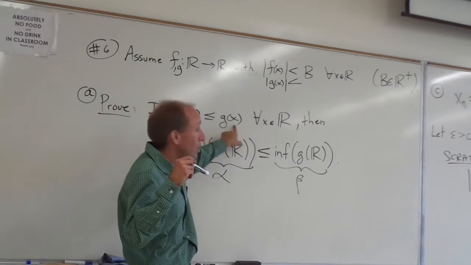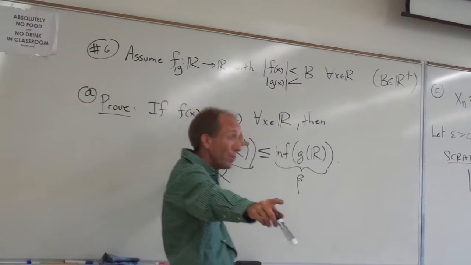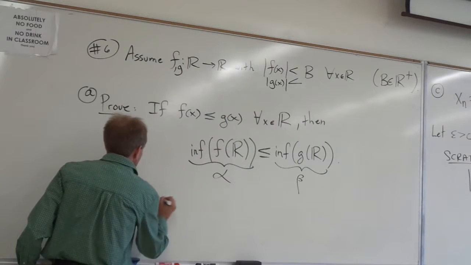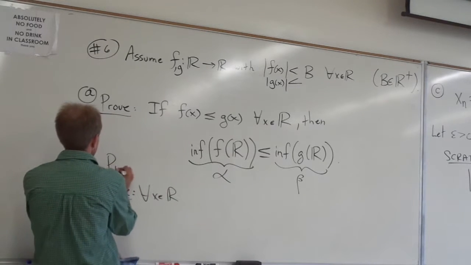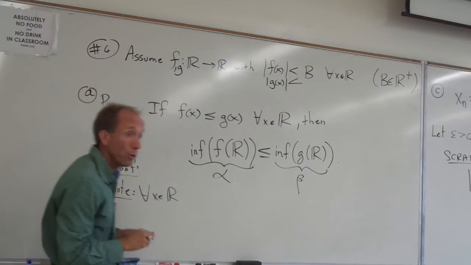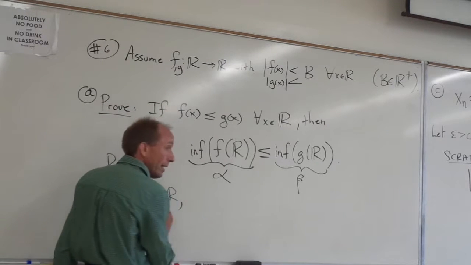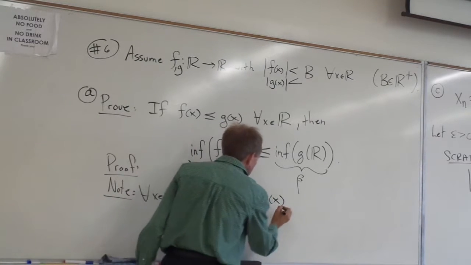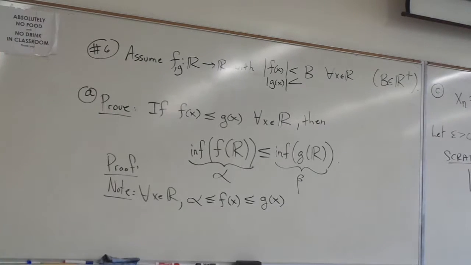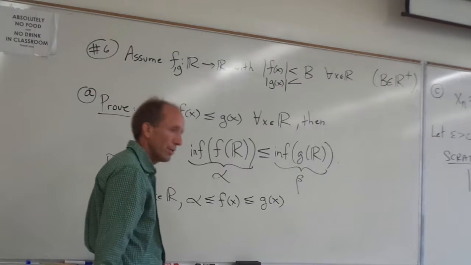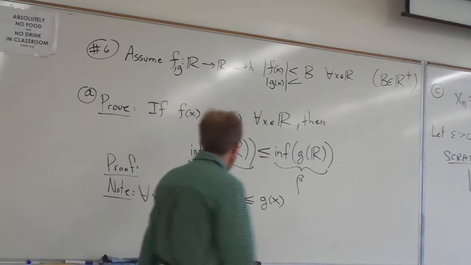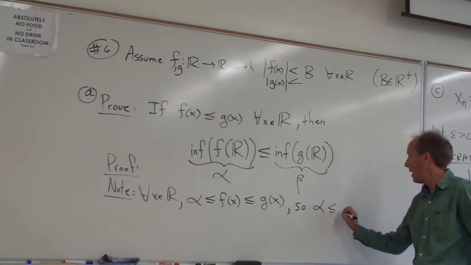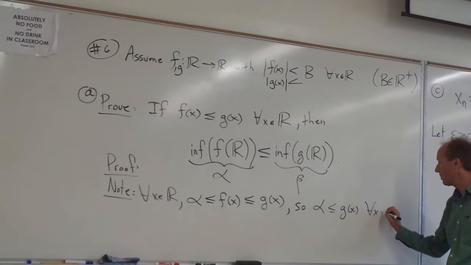It's a lower bound. It's also less than or equal to all of the g of x's, right? So note that for all x in R, this is my proof really. This is a short proof. For all x in R, alpha is less than or equal to f of x, which in turn is less than or equal to g of x. Fair enough. So what does that tell you then? Alpha is less than or equal to g of x for all x.